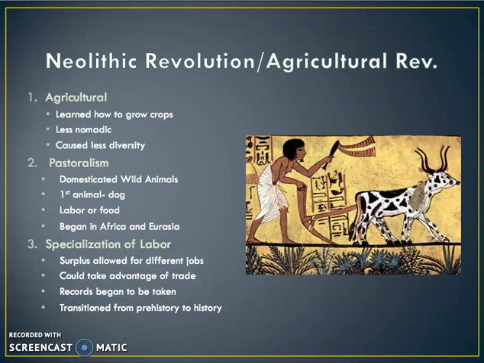And we started to see this revolution begin in Africa and Eurasia, which is kind of the middle in between Europe and Asia, and it moved on from there and spread. We also see the specialization of labor. Because we had now the surplus of crops caused by the agricultural revolution, now we can have different jobs. Not everybody had to be a farmer, and we could take advantage of that with trade. So we also then begin to take records of this trade, and that is where we transition from prehistory to history. So that's kind of fun and exciting.